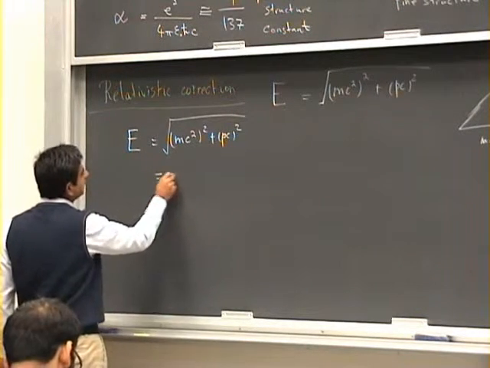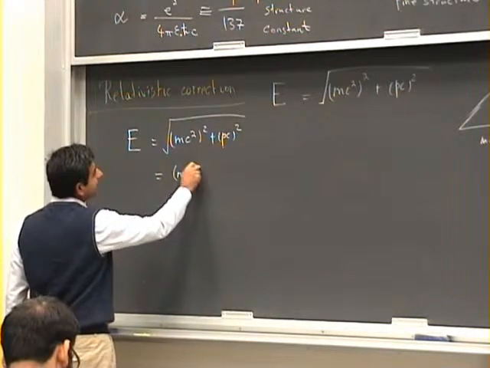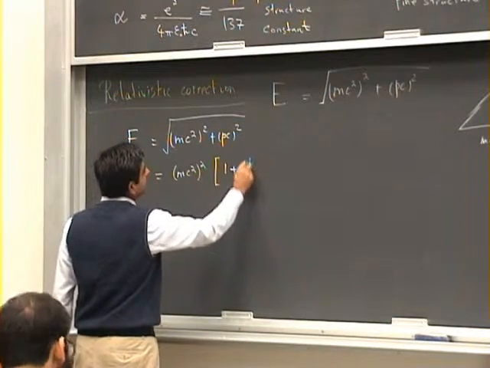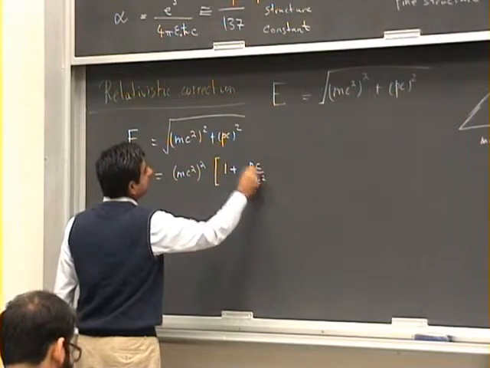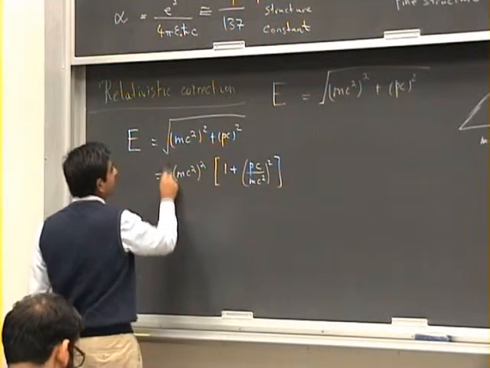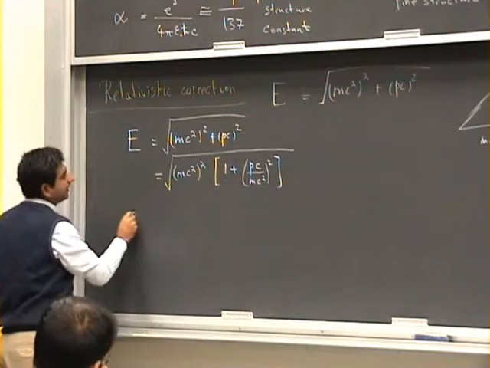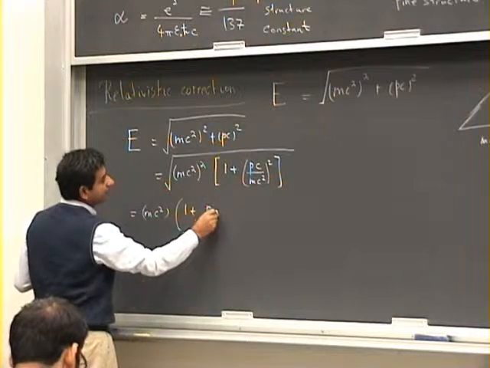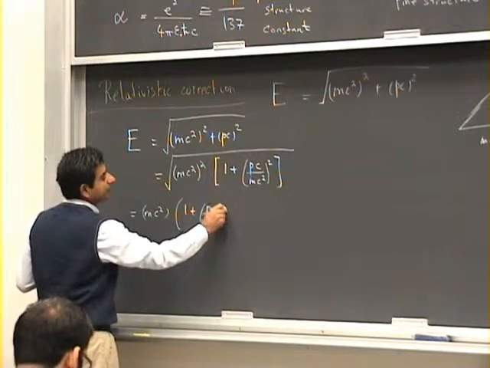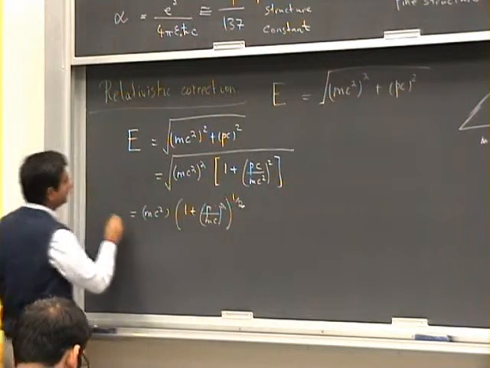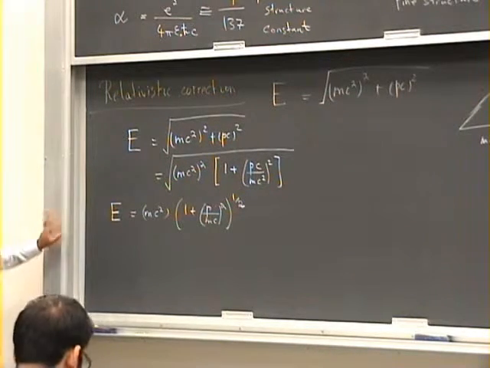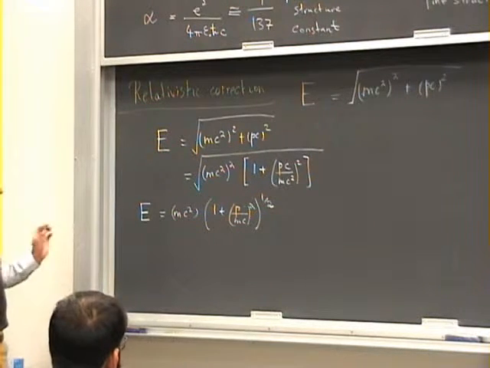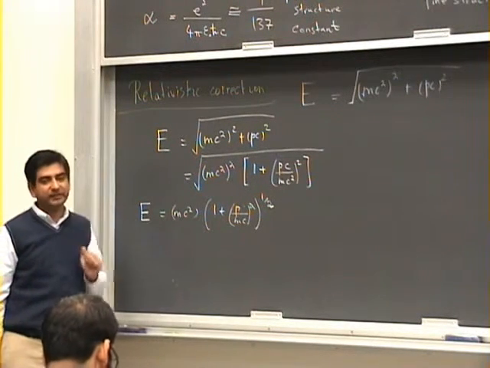I would like to write this as mc squared times the square root of 1 plus pc over mc squared whole squared. I get mc squared times 1 plus p over mc whole squared to the power half. Okay. So this is the energy. And this is an exact expression. The energy of the electron inside the hydrogen atom is given like this.